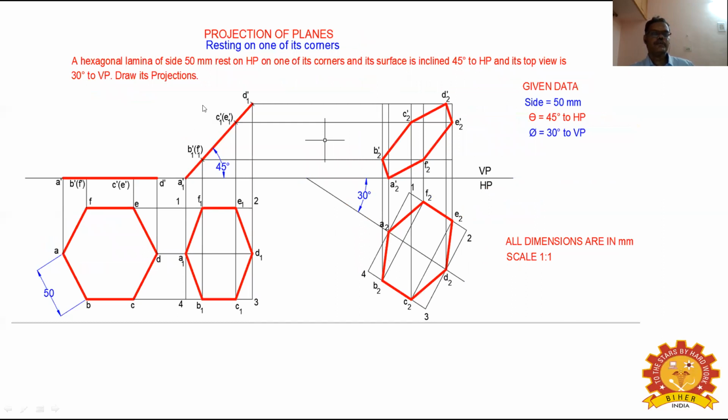Similarly, it is resting on one of its corners. For hexagon, we have two corners, one is A and D.